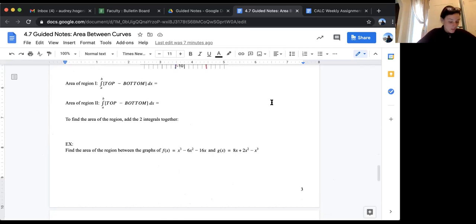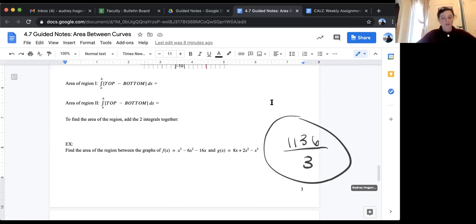I want you guys to go ahead and pause the video and try to figure out this one on your own. I really recommend using Desmos or your graphing calculator to look at what these two functions actually look like, so you can definitely see the two regions. Remember to find those x values that you need for your bounds, set the two functions equal to each other, and solve for x. And then again, write out your definite integrals, top minus bottom, find the area of the two regions, and add them together. For this problem, you should get 1,136 over 3. So that is the final answer for that one, and we will go over this one in class.